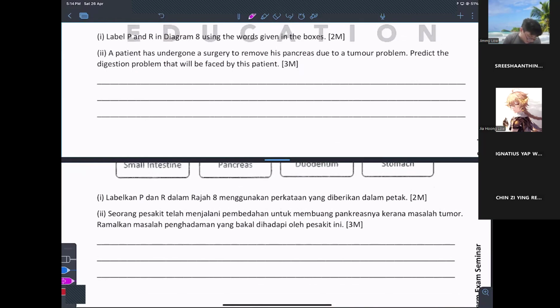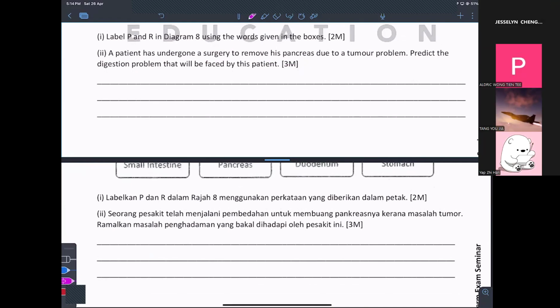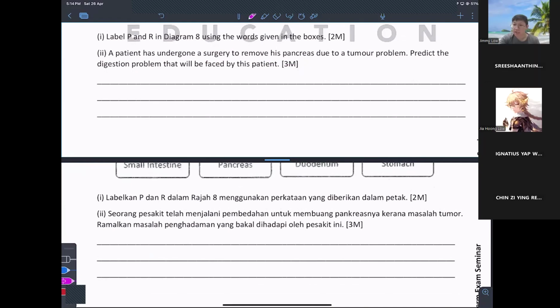The question says the patient had surgery to remove the pancreas because of a tumor. The reason doesn't matter. The point is that the pancreas has to be removed. So what happened? First thing first, you have to know the pancreas secretes three things. Pancreatic amylase is for starch. So you are going to have an issue on two things.